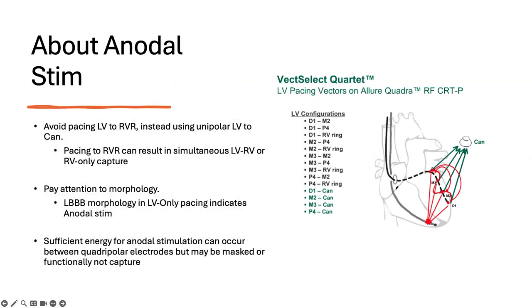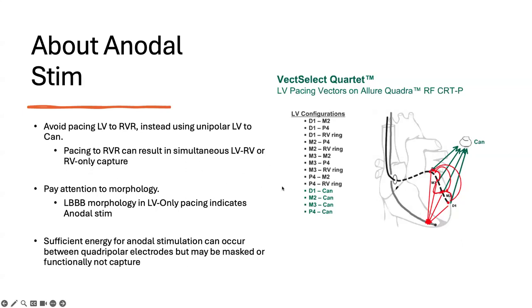Yeah. Thank you. So going over that again, avoid pacing LV to RV ring instead of using unipolar to LV. So this is in a pacemaker example. Obviously in an ICD, you don't have the ring options, but they list all of these as viable options. But the ring electrode typically is smaller than the LV electrodes, and you are more likely to get anodal stim. Even if it's the same size, you can have anodal stim.